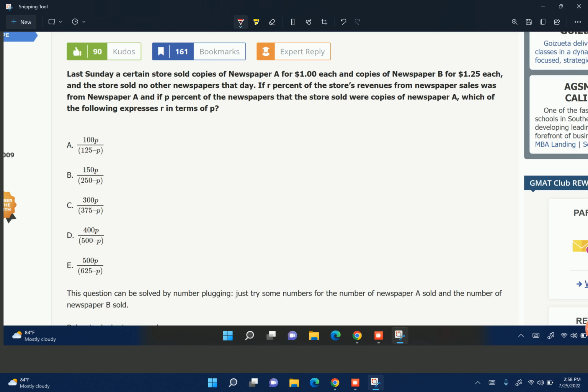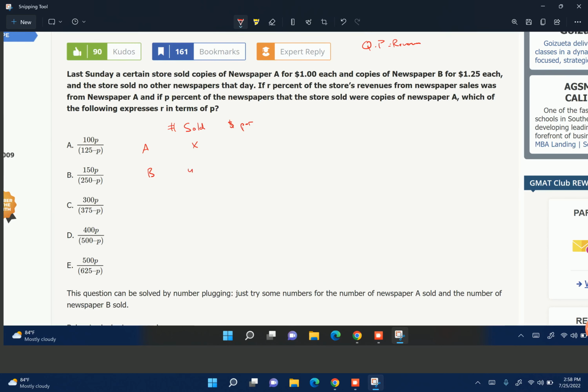So this one is a beast, but it's a classic official guide problem. Let's do this. They're talking about revenue and things like that. Revenue is the quantity of something, what you sell, times the price equals the revenue. So let's do how many sold, newspapers A and B, and the dollars per. So we know, let's just call this X and Y.